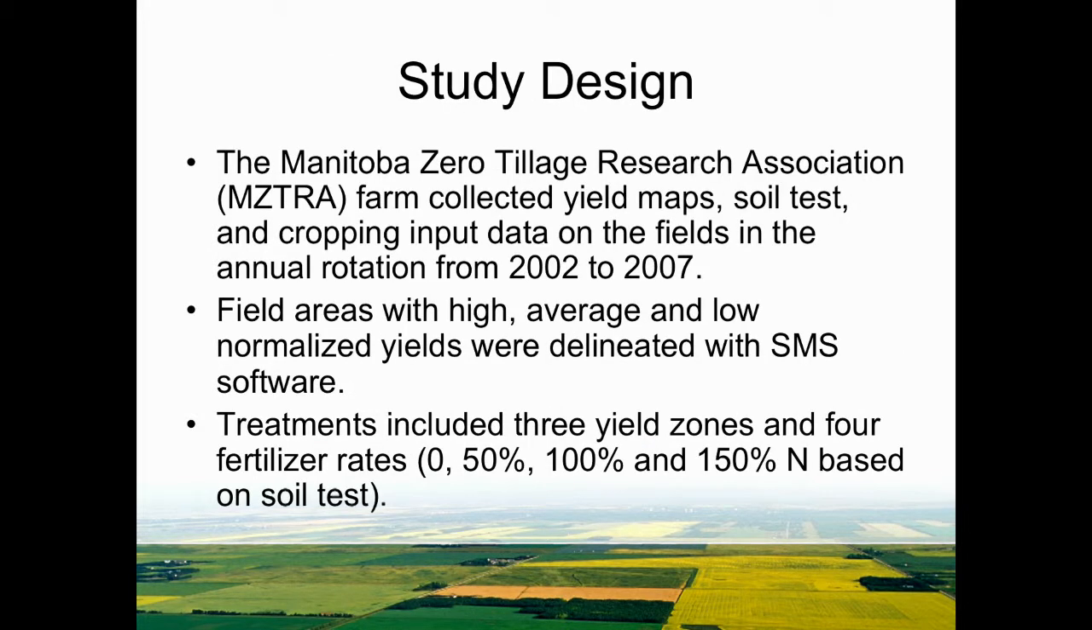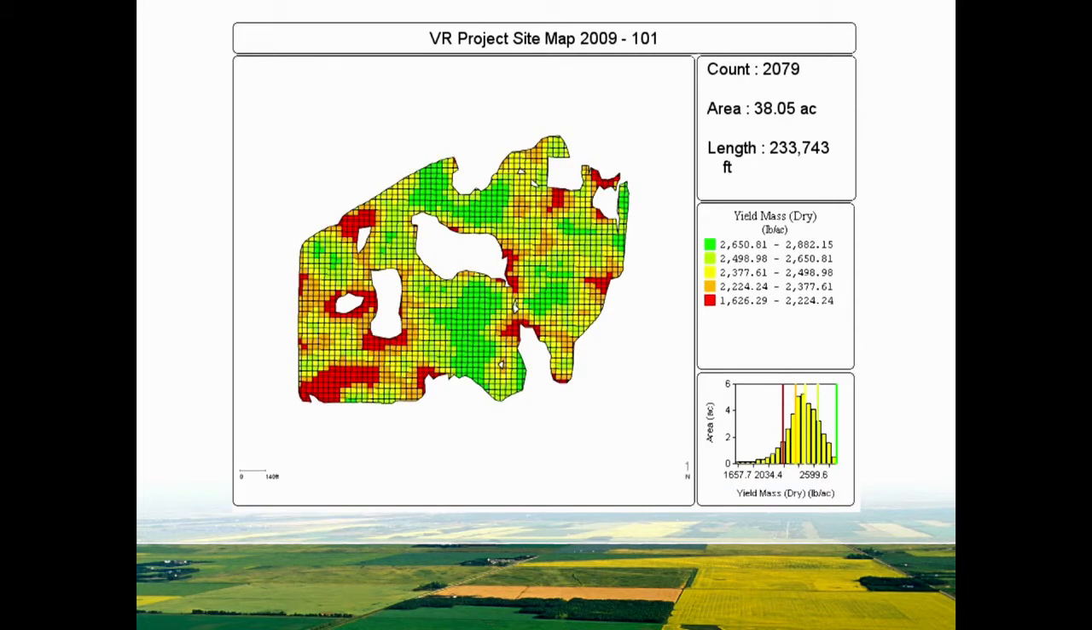At the zero-till farm, we normalized the data into those high, average, and low yield zones. And then we applied fertilizer treatments, including a control with 0 N rates. PK and S were applied at sufficient levels for the crop. We also applied N at 50% of soil test recommendation, 100% and 150% of soil test recommendation.